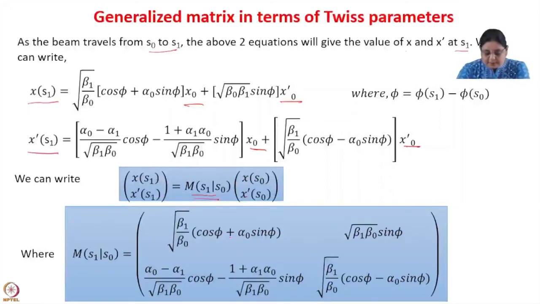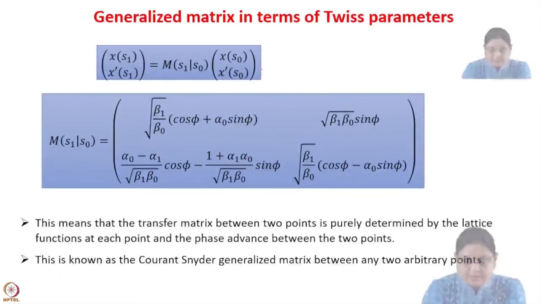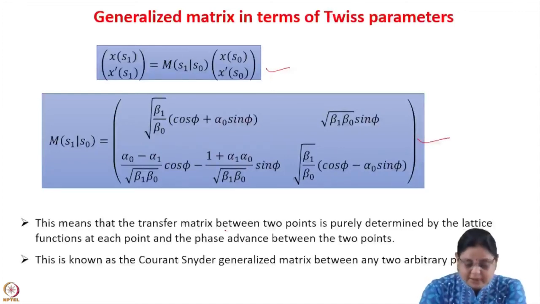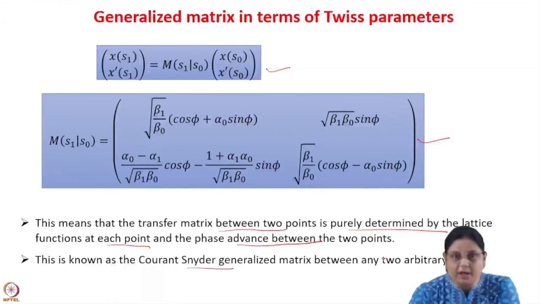Now notice that this matrix depends only on the Twiss parameters at the two locations and the phase advance phi. So this is the transfer matrix written here. This means that the transfer matrix between two points is purely determined by the lattice functions at each point and the phase advance between the two points. So if you have two locations and you want to find the transfer matrix between them, it depends only on the Twiss parameters and the phase advance. So this is known as the Courant-Snyder generalized matrix between two arbitrary points.